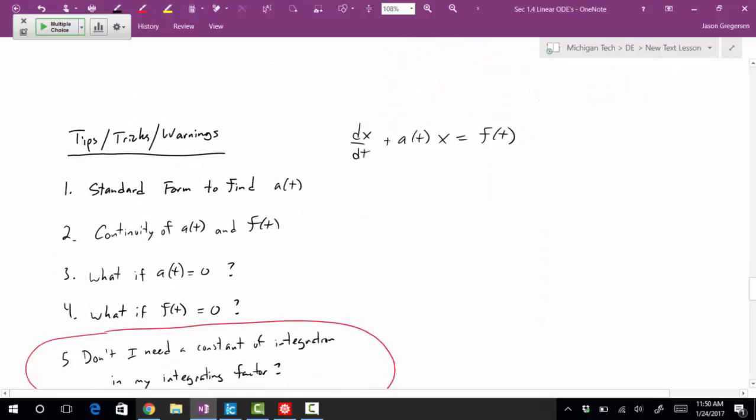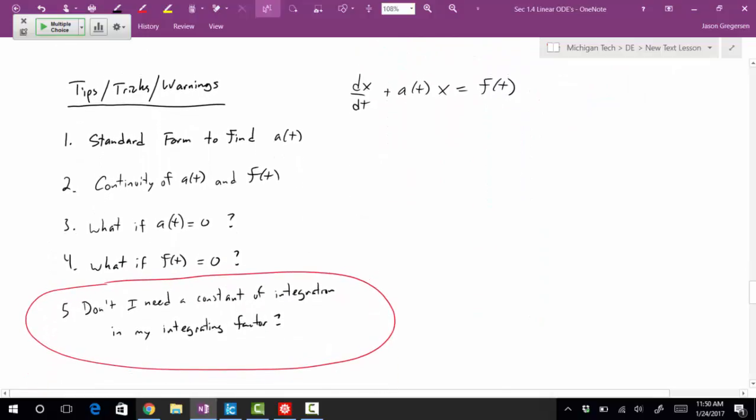All right. Tips, tricks, warnings, all this good stuff here. Some things to think about. One thing, standard form. Make sure you put it in standard form first. One of the common mistakes is not to divide through by whatever factor is in there, and then you get the wrong integrating factor and everything gets screwed up. Make sure you put it in standard form first.